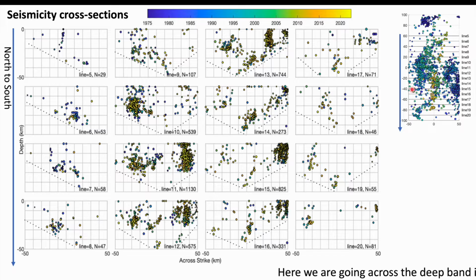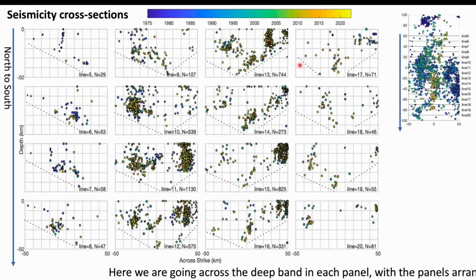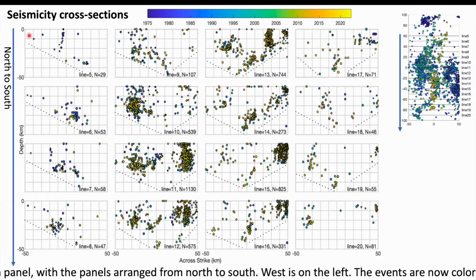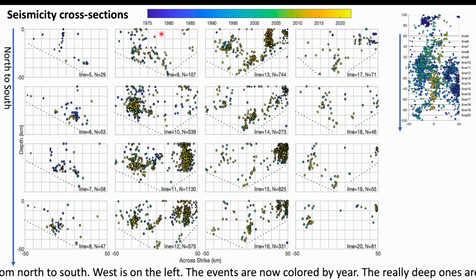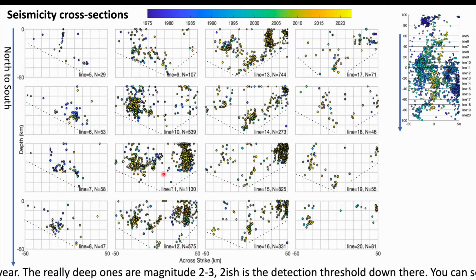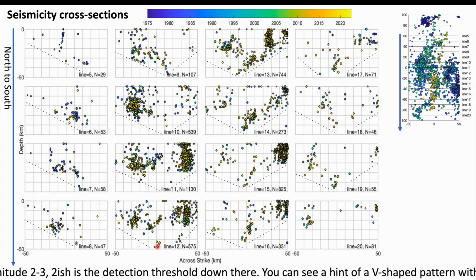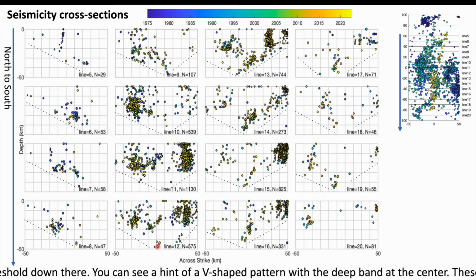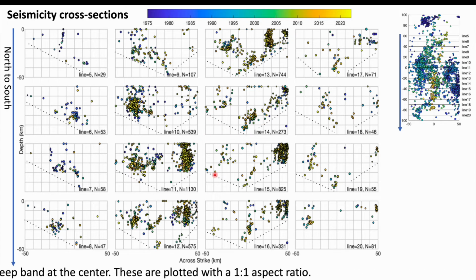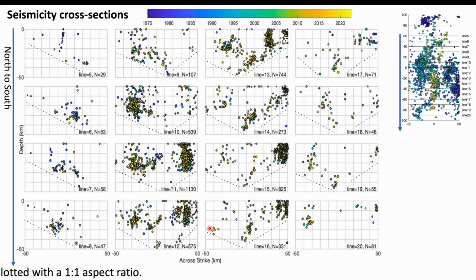Here we are going across the deep band in each panel, with the panels arranged from north to south. West is on the left. The events are now colored by year. The really deep ones are magnitude 2 to 3. 2-ish is the detection threshold down there. You can see a hint of a V-shaped pattern with the deep band at the center. These are plotted with a 1-to-1 aspect ratio.